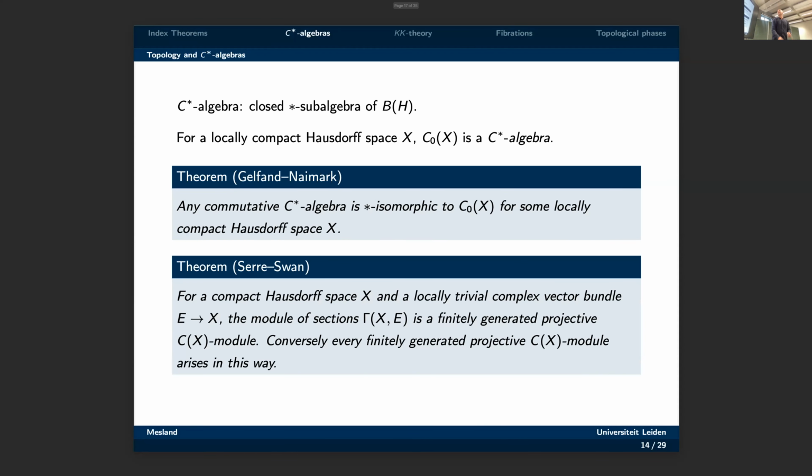So some things about C-star algebras. We've seen these two theorems in a previous talk. So locally compact Hausdorff spaces are in one-to-one correspondence with commutative C-star algebras, and vector bundles thereon are in one-to-one correspondence with projective modules. I will not elaborate on this much more because Francesca has given us an excellent exposition of this.